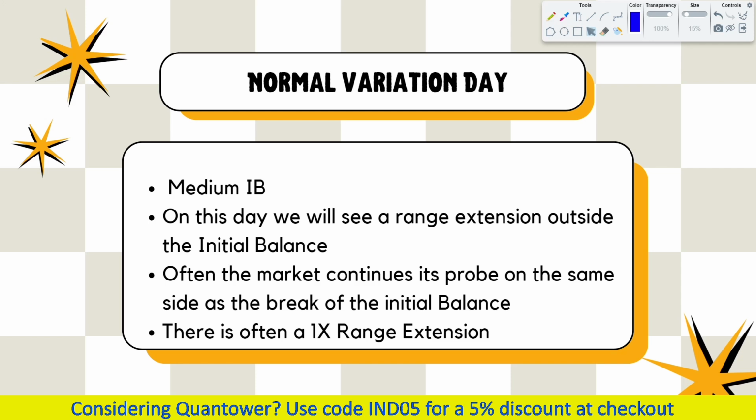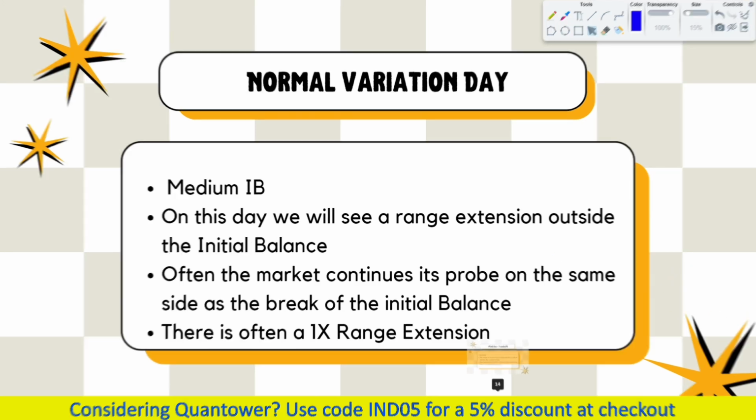But here in the normal variation day we will see 1x. Let's say your IB is 200 points. In a normal variation day you get almost 200 points of range extension outside the IB. Often the market continues its probe on the same side as the break of initial balance, and there is often a 1x range extension, which I have discussed right now. So now let's see this on the quant hour.